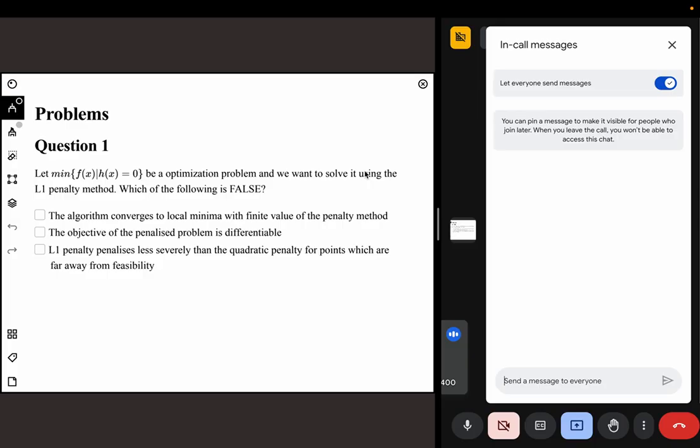So if I want to use a penalty method, my new objective function will be something like q of x comma c equal to f of x, and I'm saying use L1 penalty, so that will be c times modulus of h of x. So this is my penalty function. The first option says the algorithm converges to a local minima with a finite value of the penalty parameter, which means that c is finite. With a finite value of c, I can reach an optimal value of f. Is it true or false? Okay, why?